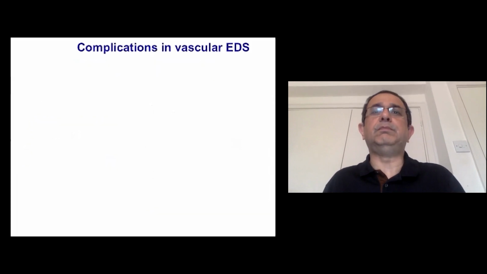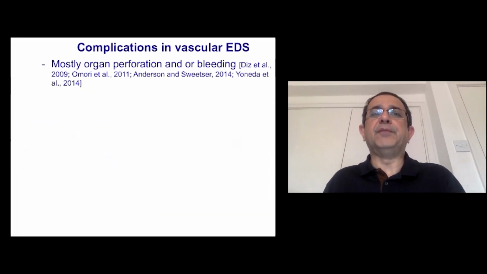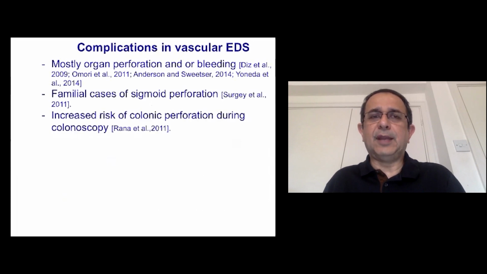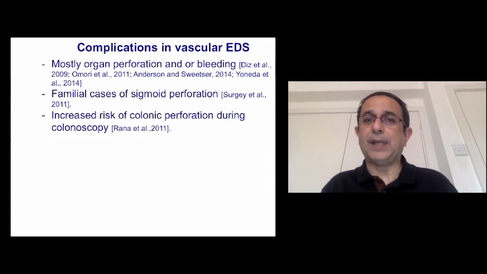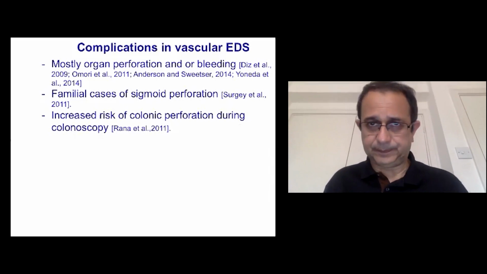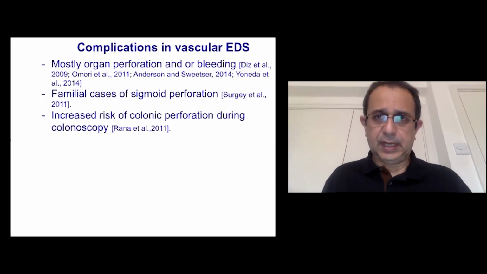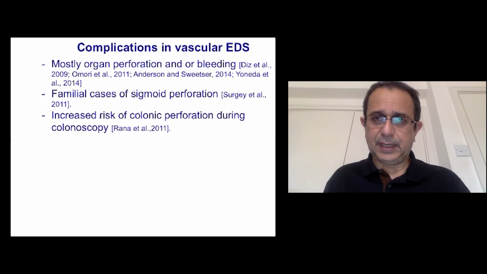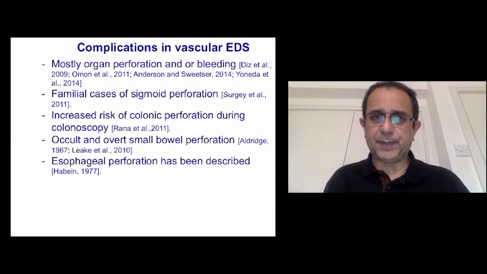As I've said, I've seen a couple of patients with Tenascin X deficiency who have had a spontaneous perforation of the bowel as well. And just really to summarize about vascular EDS, as I've already mentioned, organ perforation or bleeding can occur. There have been some familial cases of sigmoid perforation as well in vascular EDS. There is an increased risk of colonic perforation during colonoscopy in vascular EDS, but not in hypermobile EDS or hypermobile spectrum disorder. We've recently done a study on that and didn't find any increase in risk to colonoscopy in hypermobile EDS and hypermobile spectrum disorder.